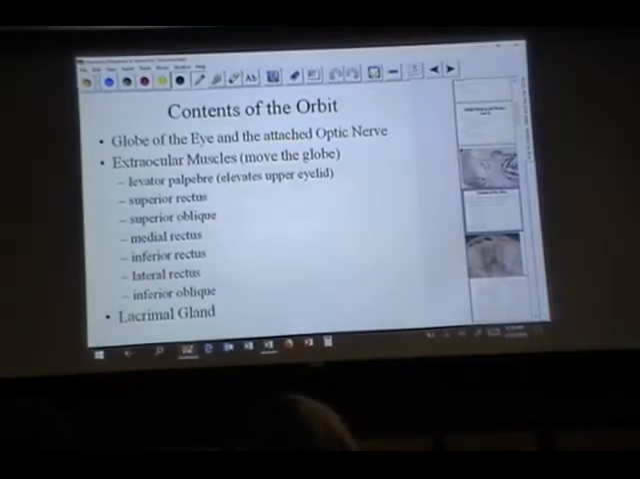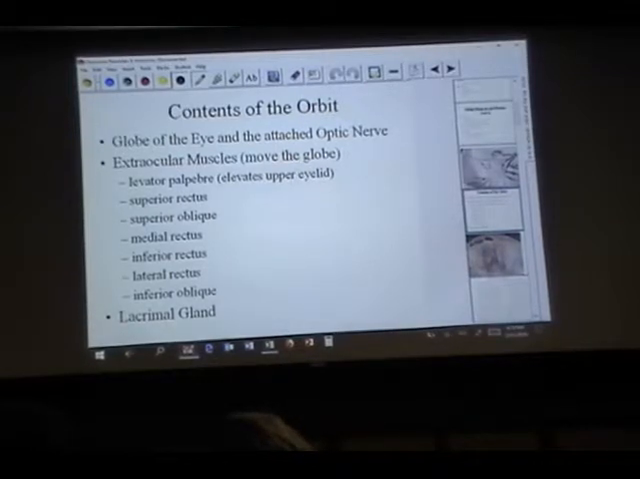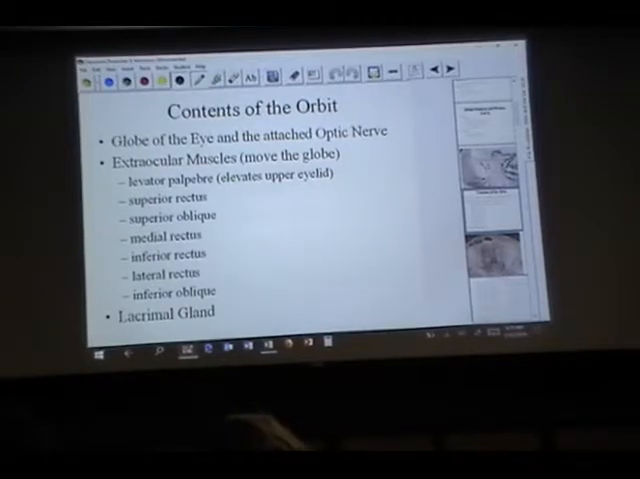Okay. All right, so the primary structure that lives in here, besides all of these nerves that are passing through the orbit, is the globe of the eye, the eyeball. And this is attached to the optic nerve, and also what is attached to the eyeball are the muscles that help the eyeball move within the confines of the orbit, which we refer to as extraocular muscles. They move the globe of the eye, they move this big eyeball.